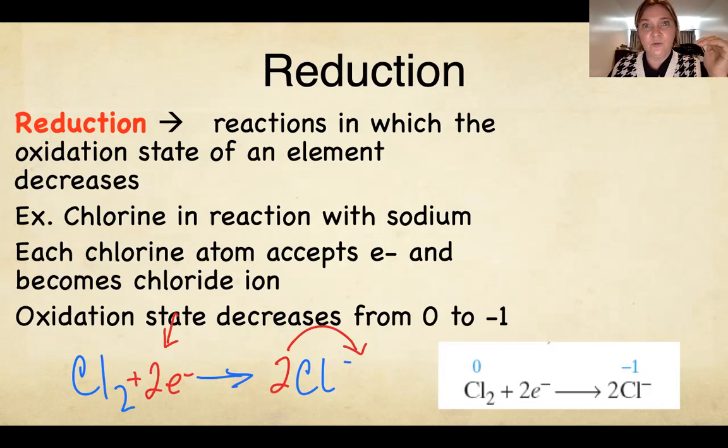I just want to bring that up now so that it's a little bit less shocking later when I talk about it in a video. This shows you a clear reduction, because we've gone from 0 to -1, which is a decrease.